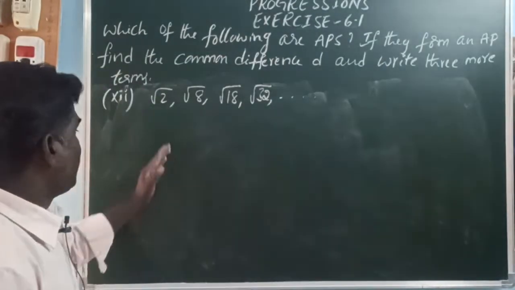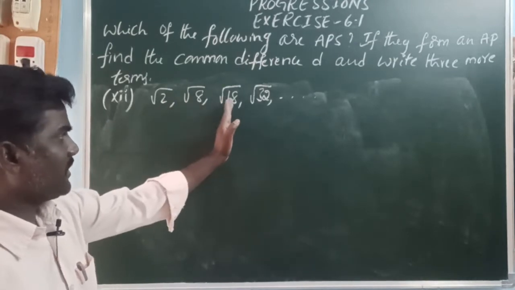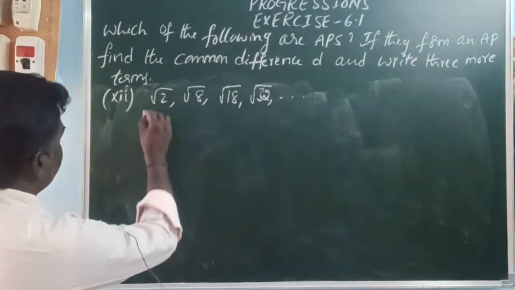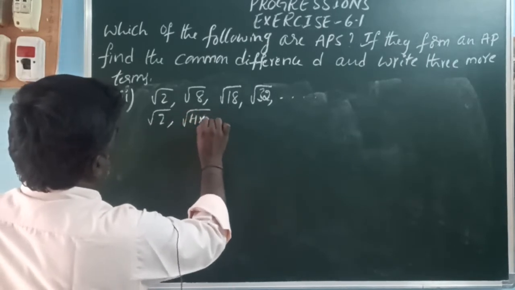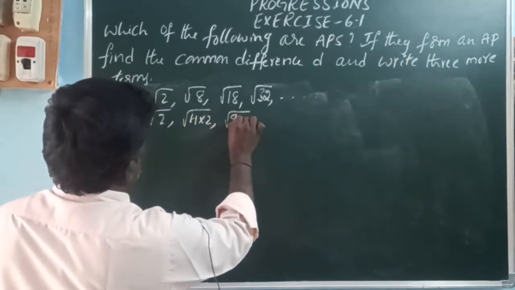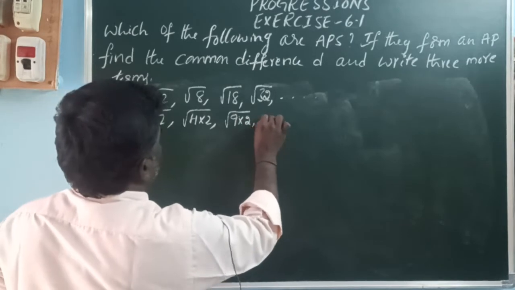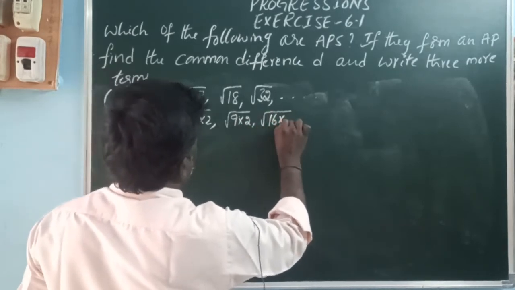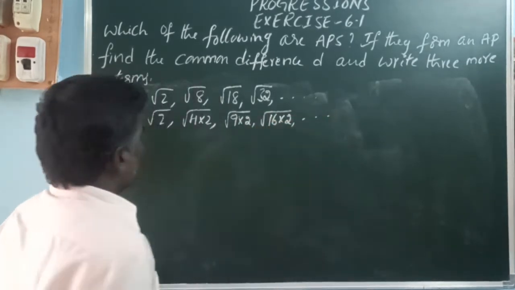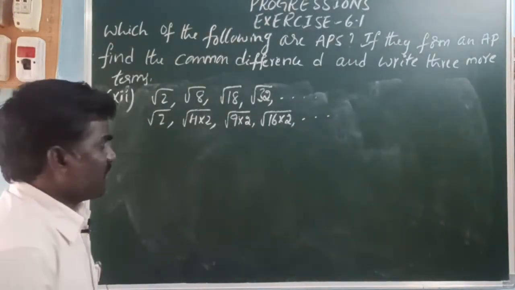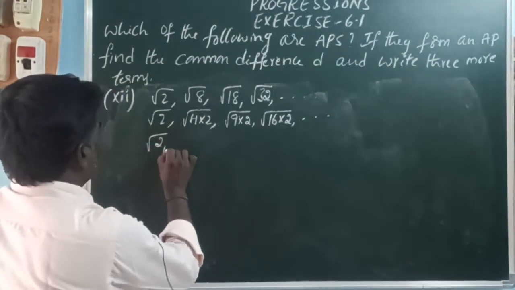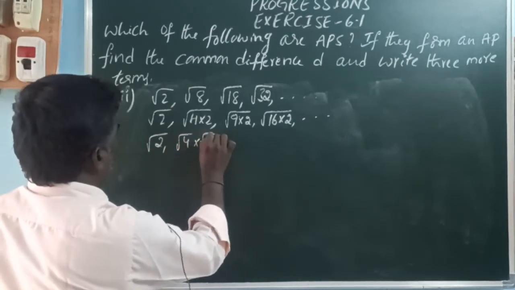So next, root 2, root 8, root 18, root 32 and so on. Root 8 we can write as root 4 times root 2, root 18 we can write as root 9 times root 2, root 32 we can write as root 16 times root 2. So square root of a into b is square root a into square root b. So root 2 into root 4 into root 2.